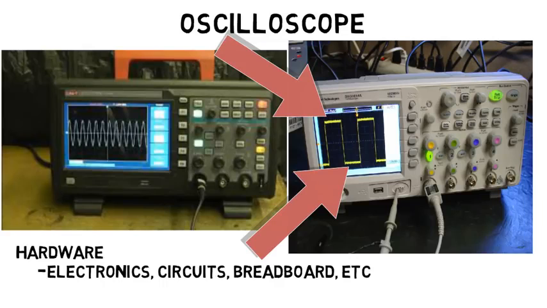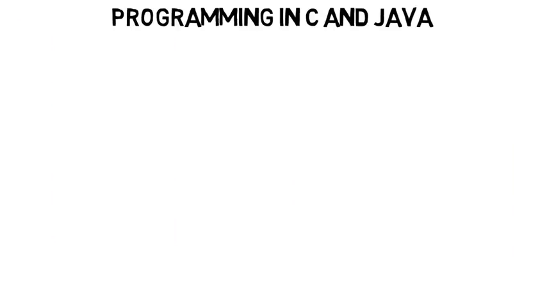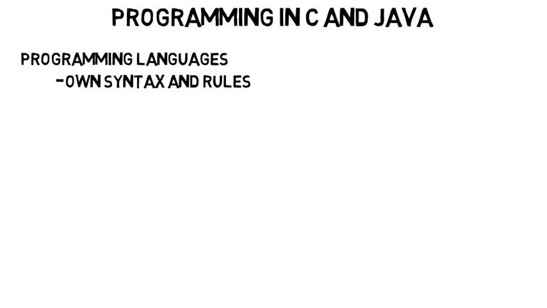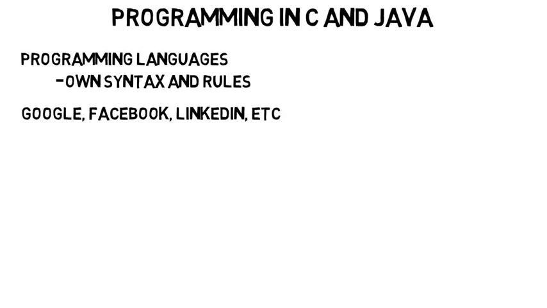But now let's get into the software or the computer science side. You'll start to learn the basics of programming in C and Java. C and Java are programming languages that have their own syntax and rules you have to follow that tell the computer what to do. These are the languages that Google, Facebook, LinkedIn, etc. all use to make their websites work.